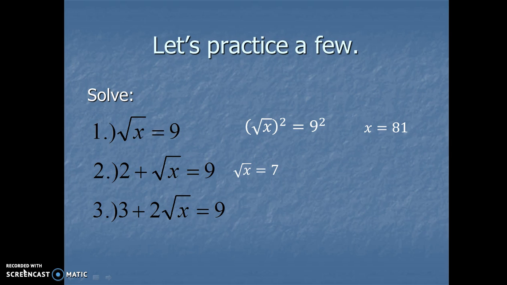And now the square root is by itself. So we're going to square both sides. On the left side, when you square square root, it goes away. 7 squared is 49.